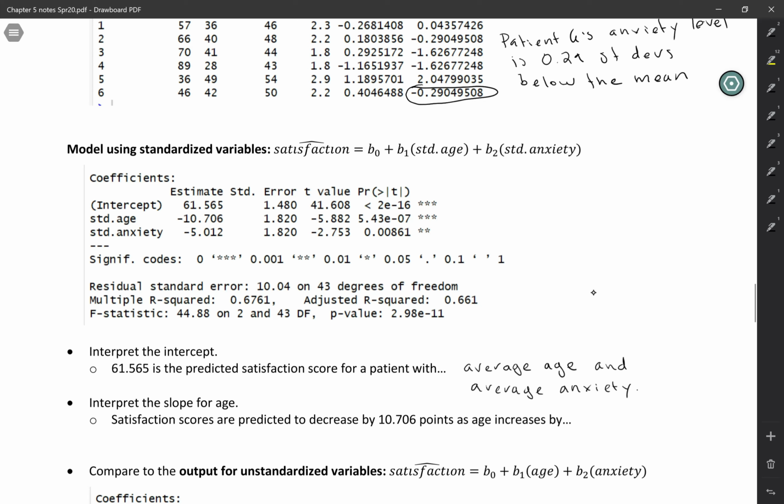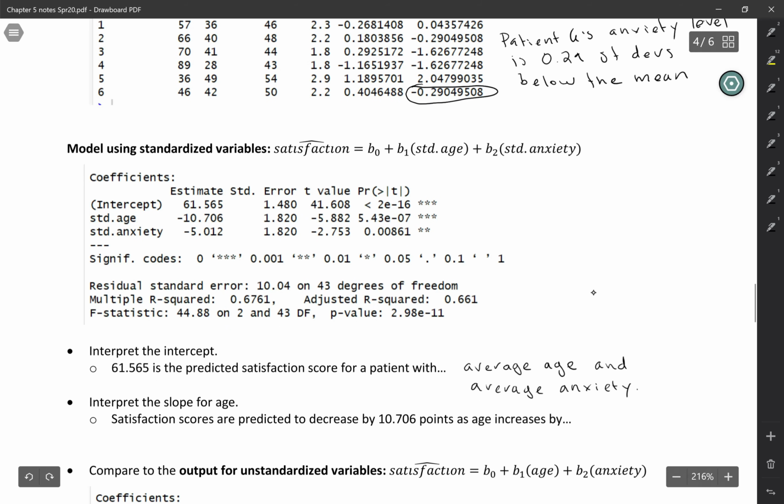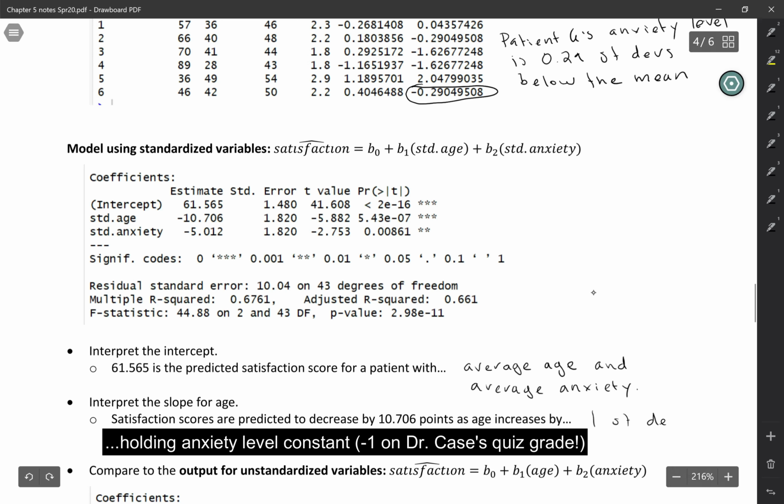Okay, and then for the slope, it's usually going to be the predicted change in y for a 1-unit change in x, right? But here, the standardized variable increasing by 1 really means by 1 standard deviation. So when we look at this negative 10.706, that means satisfaction scores are predicted to decrease by that amount as age increases by 1 standard deviation. And again, this allows us to compare things even when they're not on the same scale.